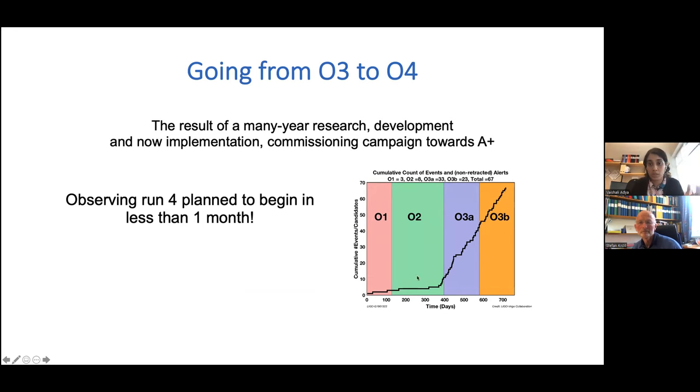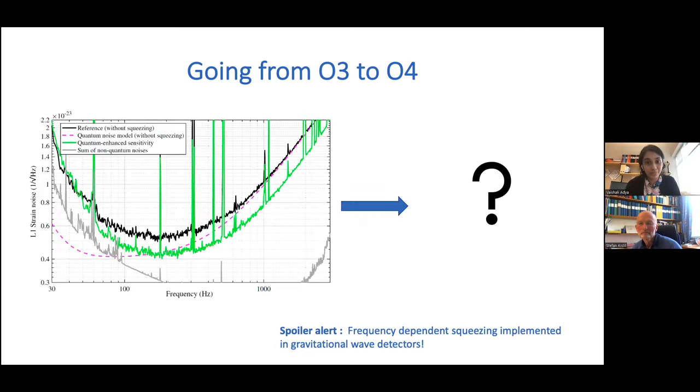So the first two observing runs together yielded about 11 detections, but the quantum upgrade that was made to the detectors in the third observing run gave a total of 56 detections. So this is a 5 times increase in the detection rate. So hopefully you can be convinced now that quantum enhanced sensing is really, really important.